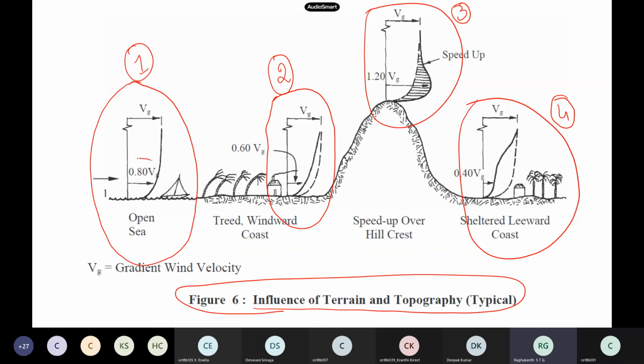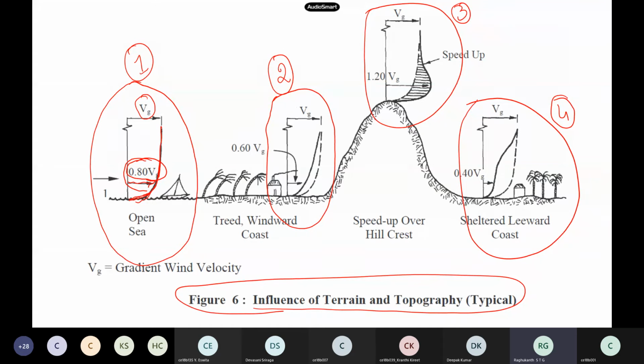What is the wind speed here? You can see the boundary layer. So the speed of wind is like this. If I take Vg as 1, say Vg is some constant value, then what is the boundary layer here? See the surface here, there is no opening, there is no terrain or anything. So this boundary layer affects it. How much is the velocity here now? 0.8 times Vg.